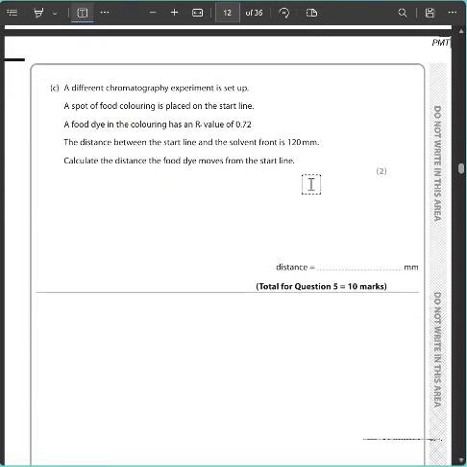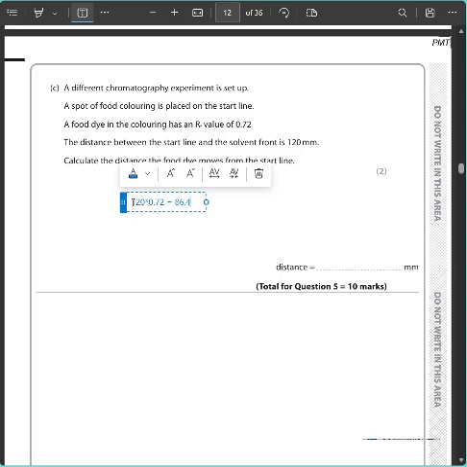A different chromatography experiment is set up. A spot of food coloring is placed on the start line. The food dye has an Rf value of 0.72. The distance between the start line and the solvent front is 120 millimeters. Calculate the distance the food dye moves from the start line. For finding it, we will multiply 120 by 0.72, and the answer will be 86.4.